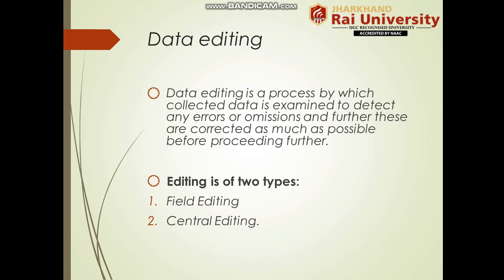So what is data editing? It is a process by which collected data is examined to detect any errors or omissions, and these are corrected as much as possible before proceeding further. So first of all we edit, as I have told you earlier, that once the data is collected we remove all the unnecessary things. It is done with the help of two types. The first one is field editing and the second one is central editing.